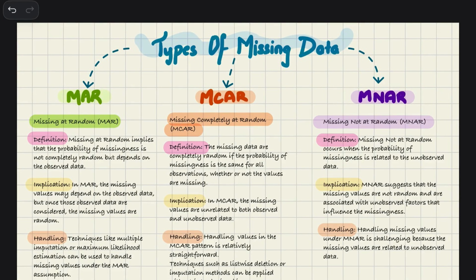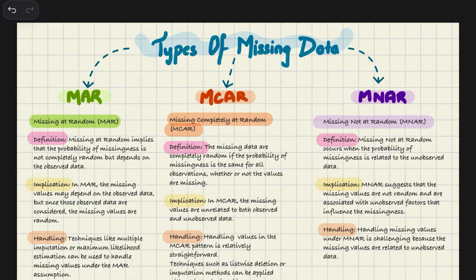So guys, missing data falls into three distinct mathematical categories, which you must know before you choose how to fix the missing values, right? So there are three types: missing completely at random, missing at random, and missing not at random.